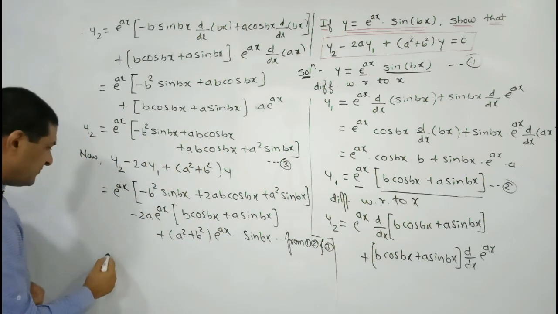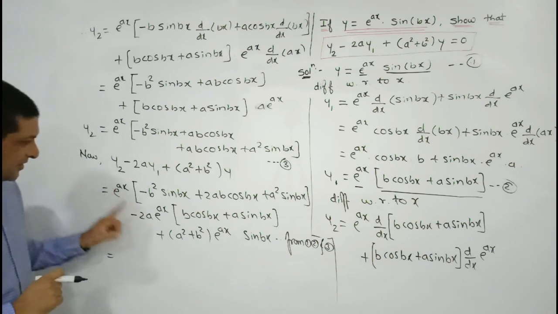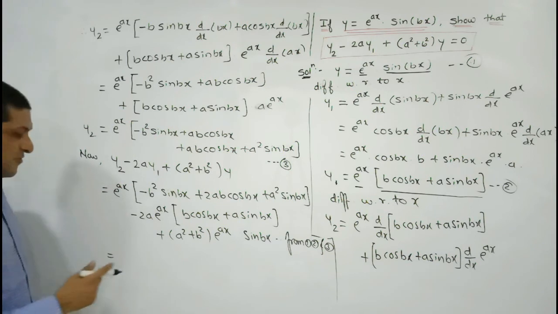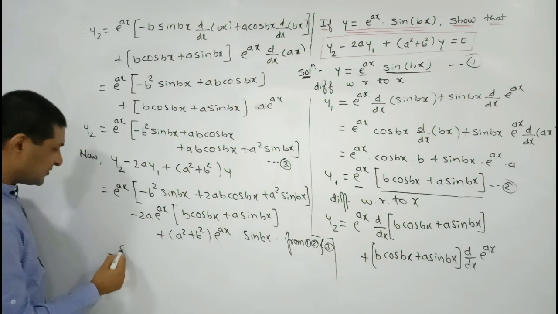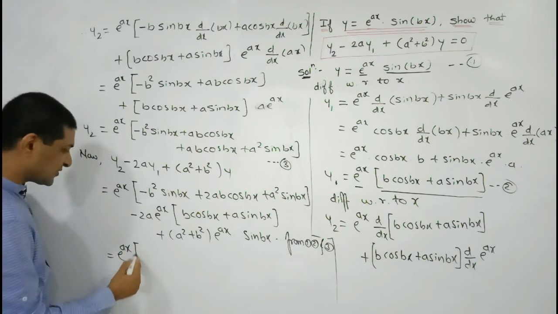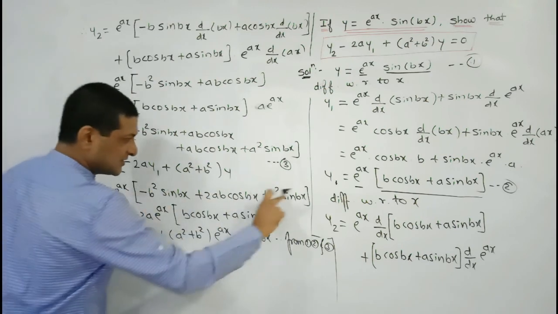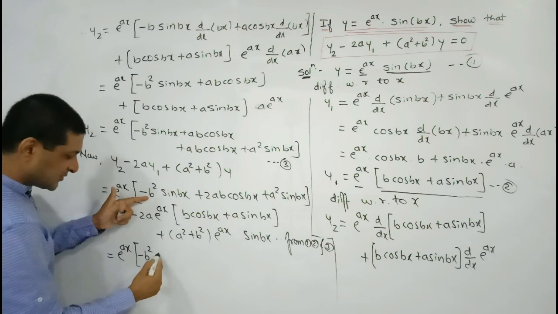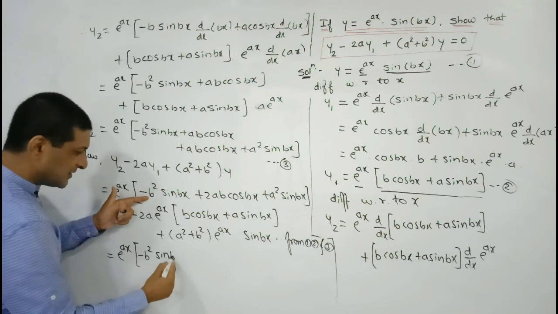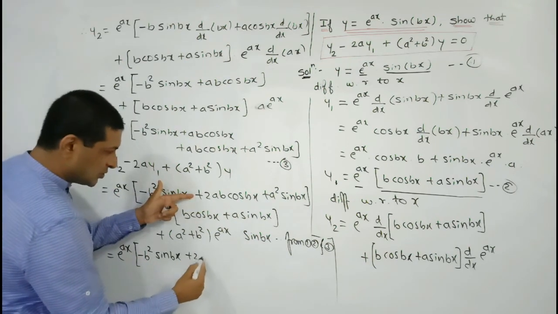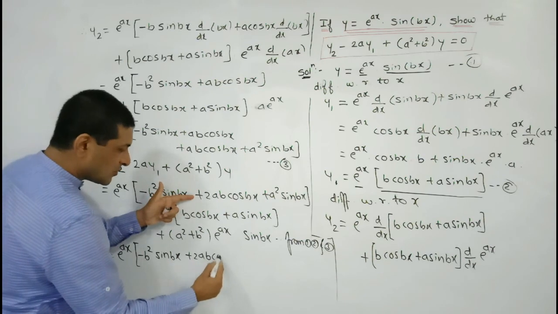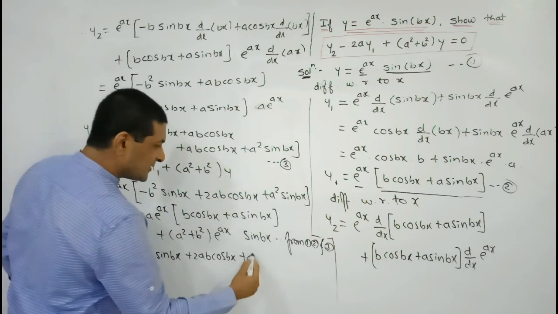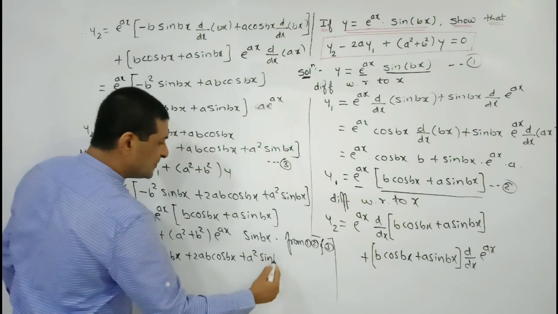Now observe every term here, e raised to power ax, e raised to power ax, e raised to power ax, we are able to take common from all the terms. If I am taking e raised to power ax common from first term, check its multiple. This is the multiple. So what will be its multiple? Minus b square sin bx, okay, plus 2ab cos bx and plus a square sin bx.